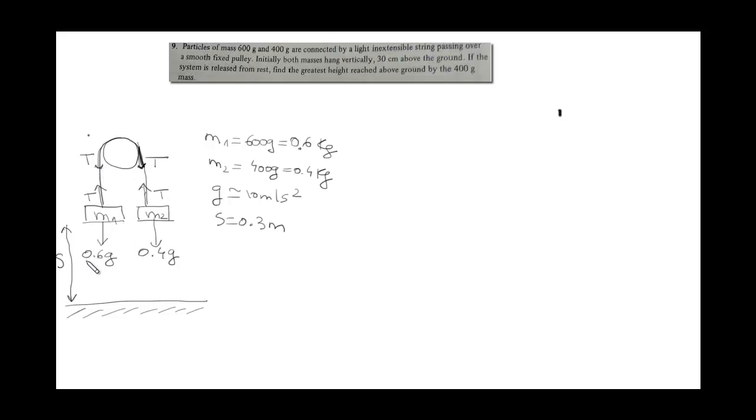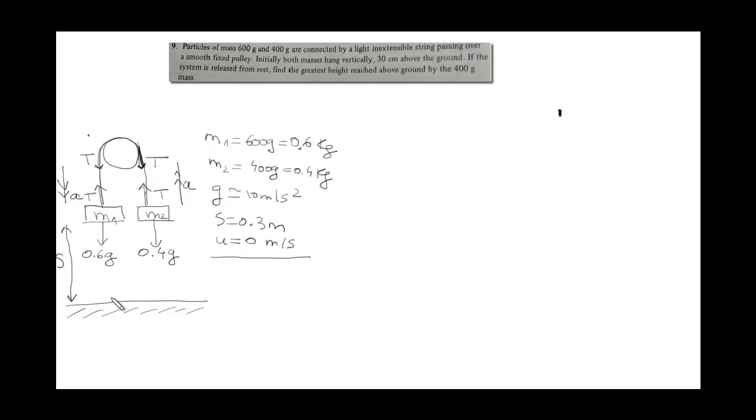So when they are released, obviously the heavier particle will move downwards, so we have a downwards acceleration here. Therefore we have an upwards acceleration here. We are told that the particles are at rest, so the initial velocity is 0 meters per second. So we can find the final velocity when the first particle reaches the ground. What we are asked to find is the maximum height that M2, the second particle, can reach.